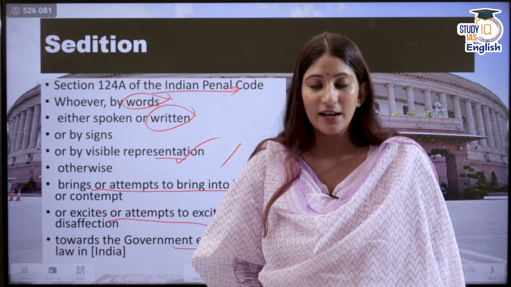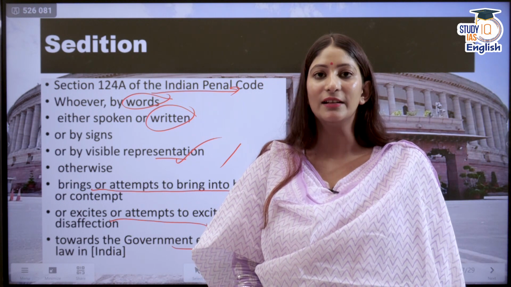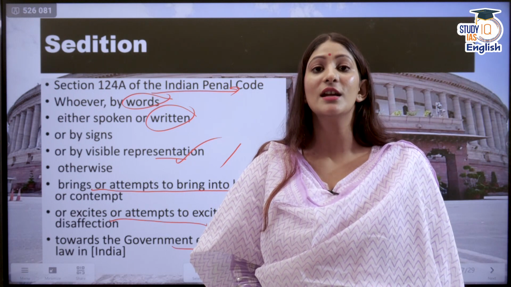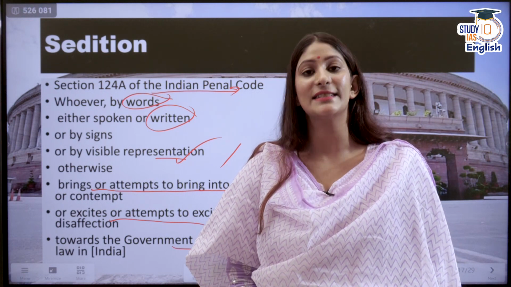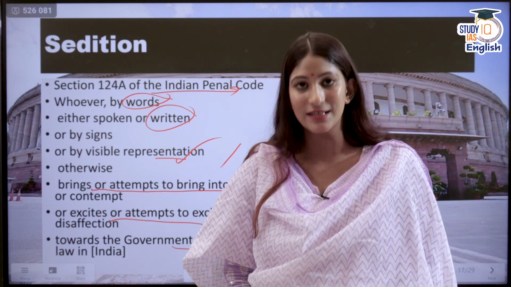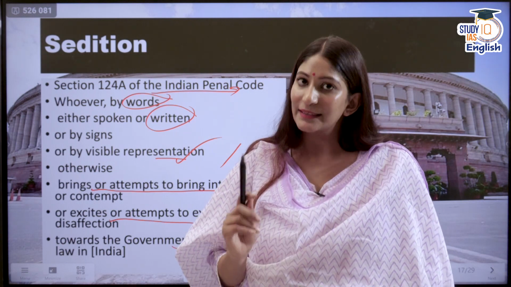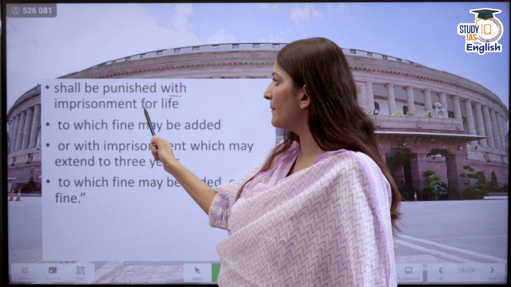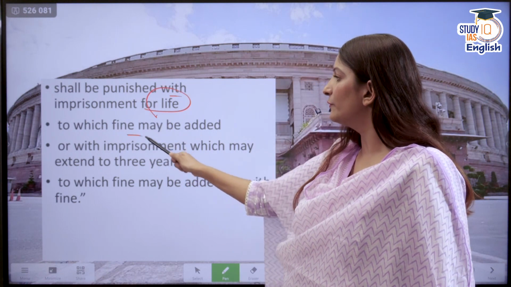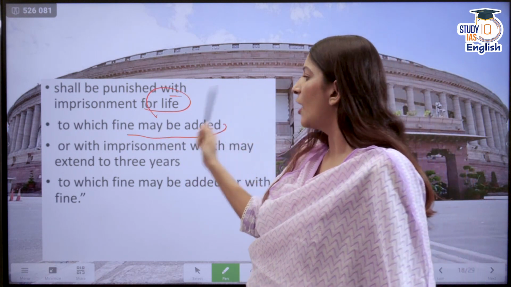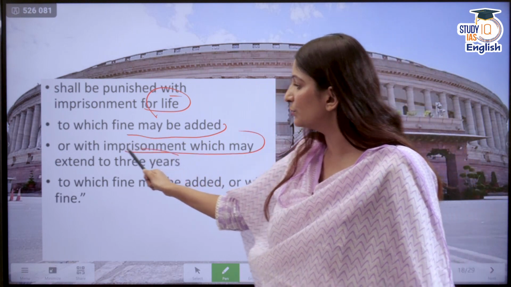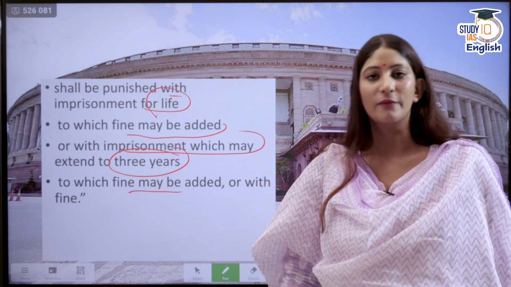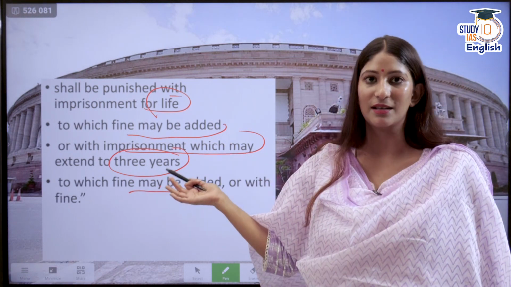But if there is any sort of intent to have a violent form of anarchy or revolution against the government which has been established by law, established by law means the constitution has provided for that government to be formed, then it will be known as sedition. Then, it shall be punished with imprisonment for life, to which fine may be added, or with imprisonment which may extend to 3 years, to which fine may be added, or with fine. These are the basic punishments.